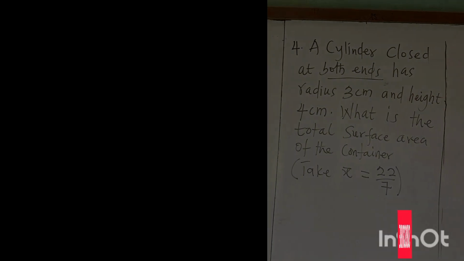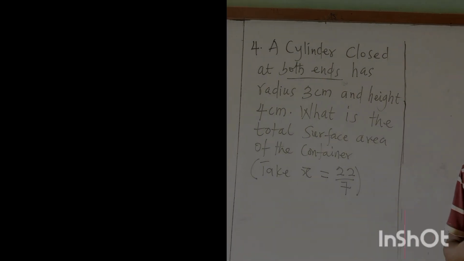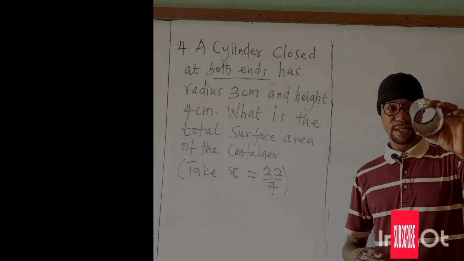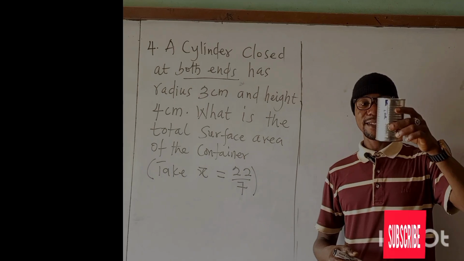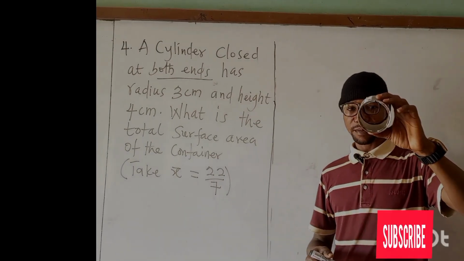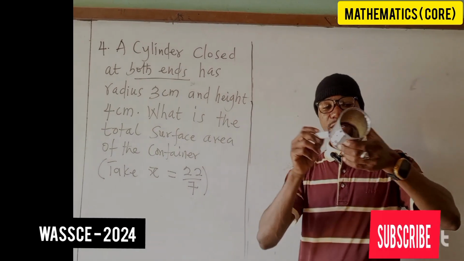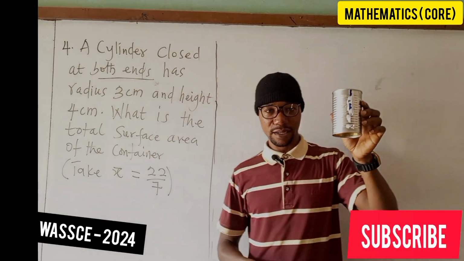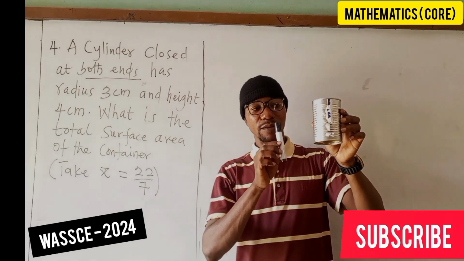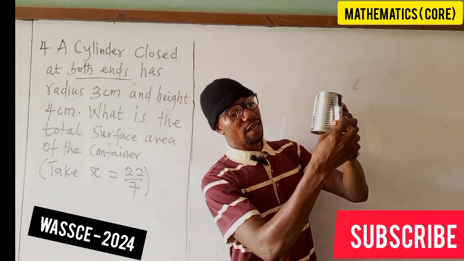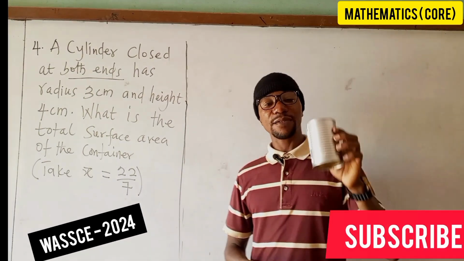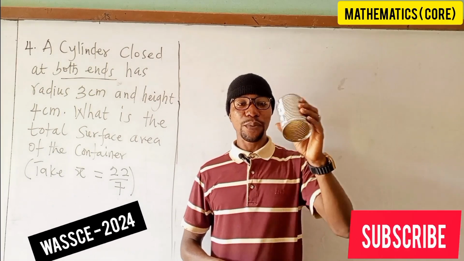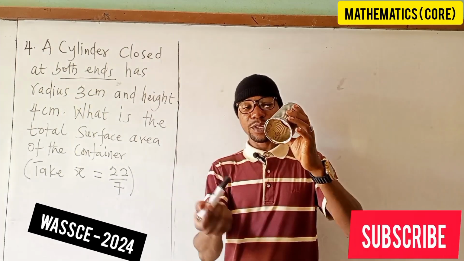Before I solve this question, I want us to look at some few formulas governing a cylinder. This is a cylinder, and this cylinder has both ends open. You can see this side is open, this side is open. It's only left with this case over here, and this is what we call the curved surface area of a cylinder. So this region here is the curved surface area of the cylinder. Curved surface area of a cylinder is the same as the total surface area of a cylinder open at both ends.